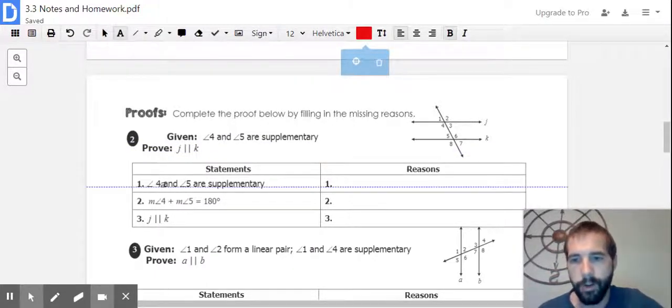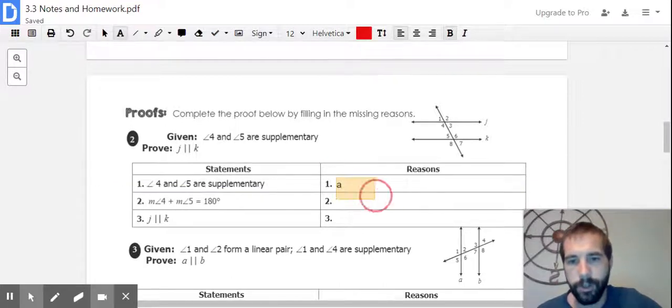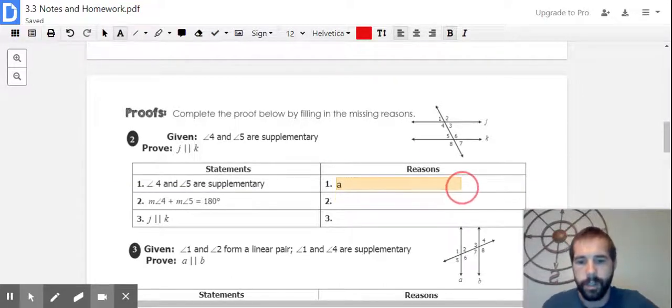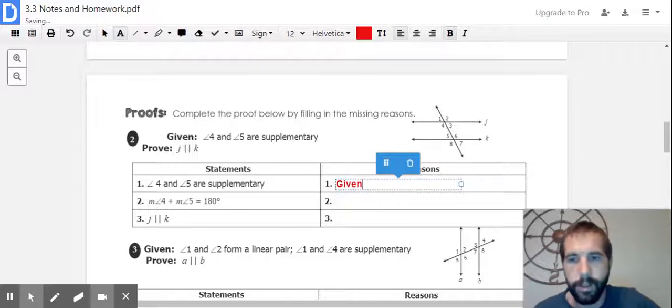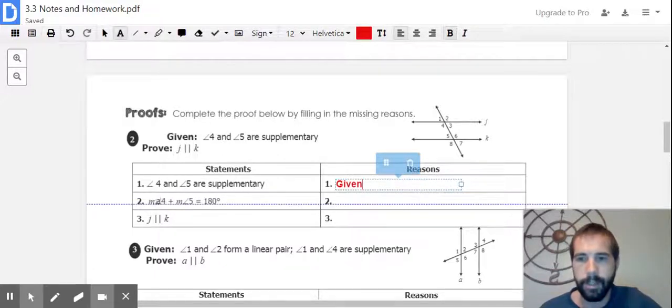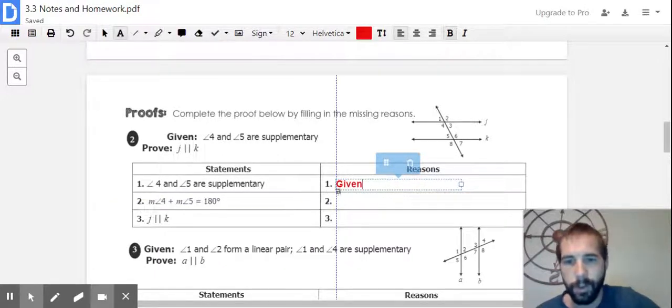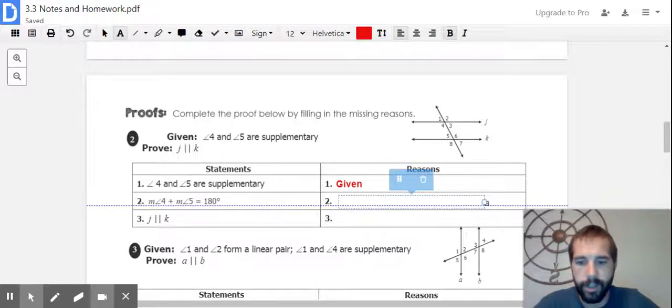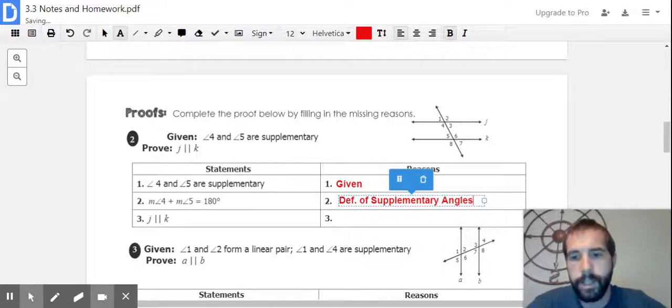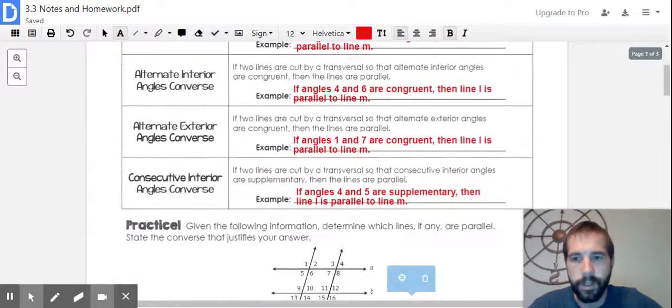So why are angle 4 and angle 5 supplementary? Well, that's given to us. So our first reason is given. Then if angles 4 and 5 are supplementary, doesn't that mean that the angles add up to 180 degrees? So the next statement is angle 4 plus angle 5 equals 180 degrees, and that's the definition of supplementary. And then, since angle 4 plus angle 5 equals 180 degrees, we go up to our converses.